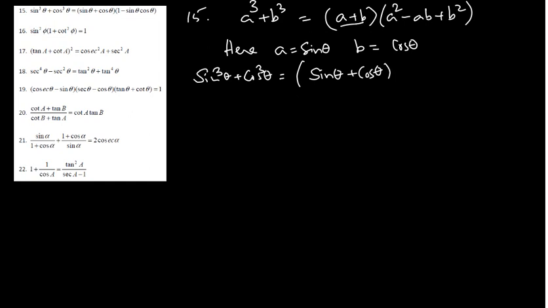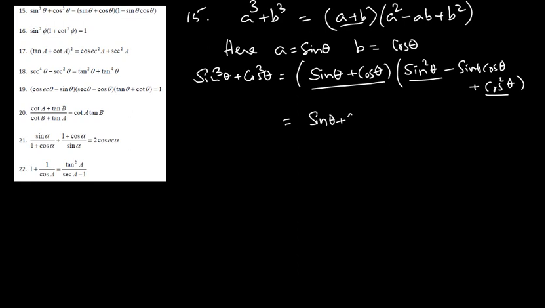Reading the second one: sine square theta minus sine theta cos theta plus cos square theta. So this has no change, and this becomes 1. So sine theta plus cos theta times 1 minus sine theta cos theta. Done.